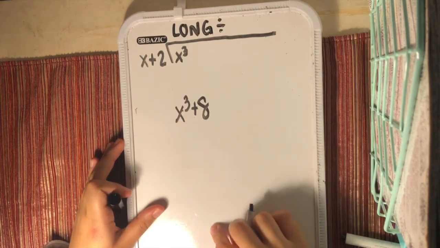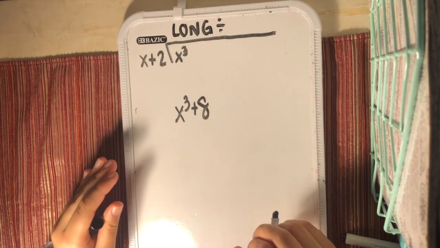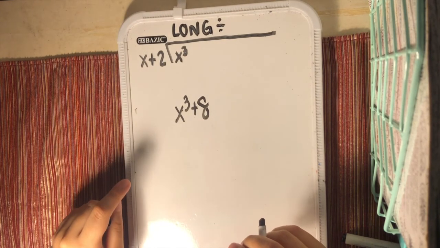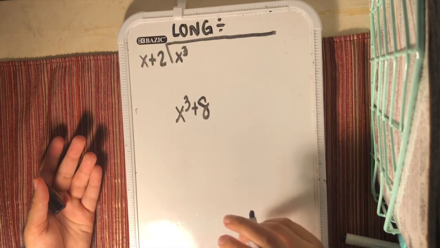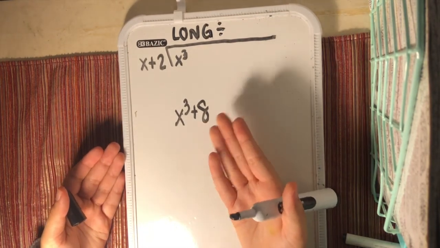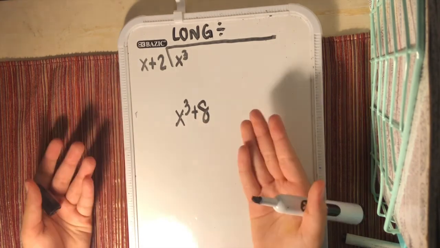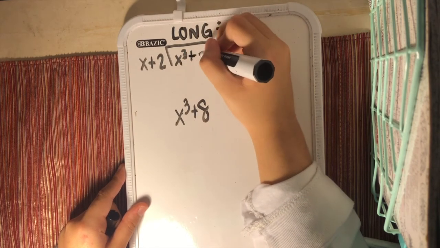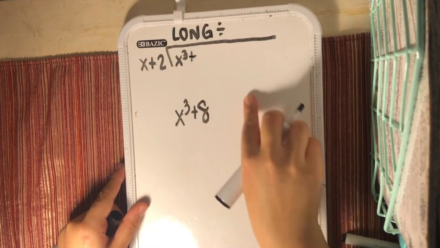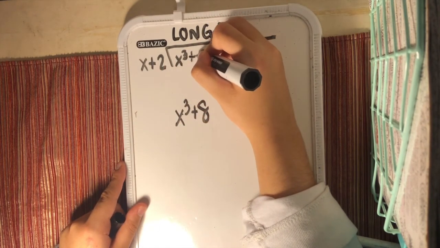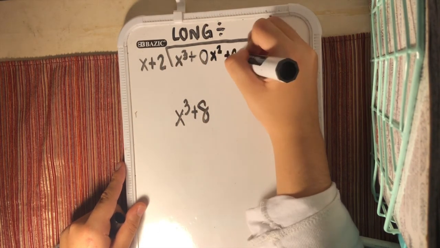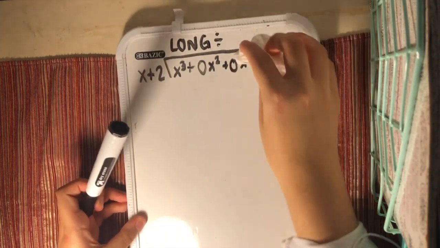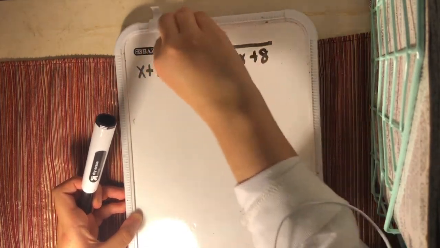So what I'm going to do is I'm going to account for this. And basically, all I have to do is rewrite the x squared and the x with a 0 in front of it. Because I don't have an x squared and I don't have an x. So I have 0x squared and 0x. But we do need to include that. So I'm going to write in the long division sign as the dividend, x cubed plus 0x squared plus 0x plus 8. And I'm going to erase this at the top just so I have room to write the quotient.